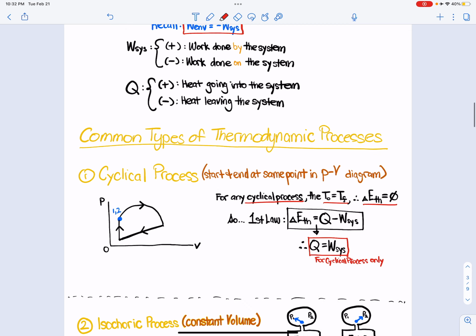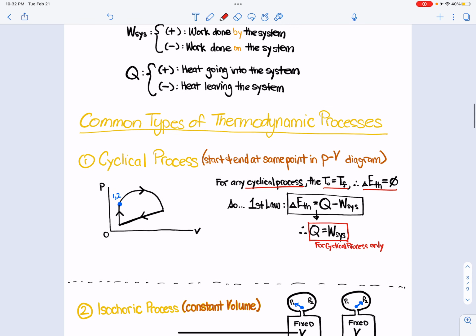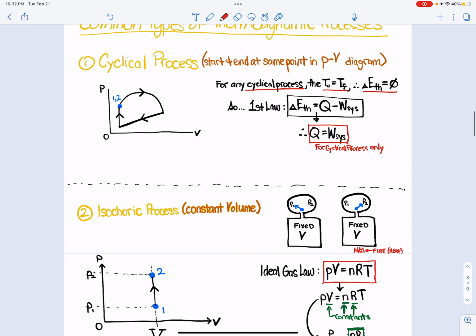All right. And just some common types of thermodynamic processes. The first one is cyclical process. And that just means that the starting state and the ending state are the same point in the PV diagram. Okay. And you can see that here, right? Our states 1 and 2 is the same blue dot, right? So they start and end at the same point in the PV diagram. And for any cyclical process, we have our initial temperature is equal to our final temperature.